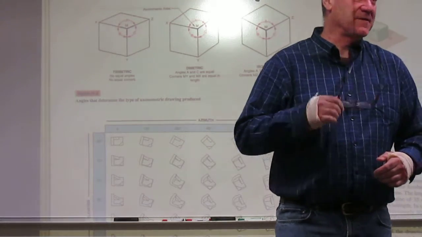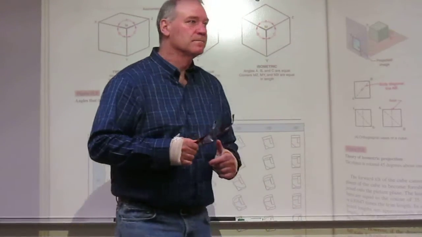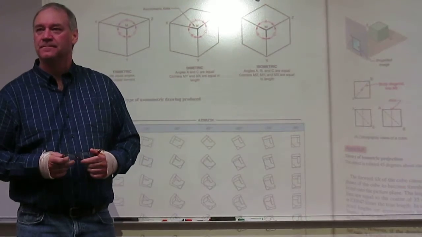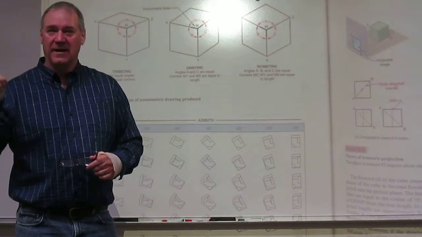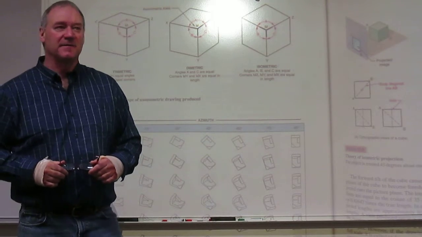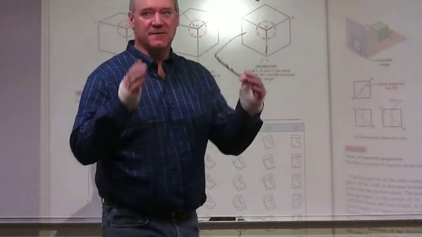On the dimetric, what's different about that one? One angle's bigger than the others, isn't it? Yeah, you have two equal angles, one angle is off. That's why they call it the di, meaning two angles are the same.